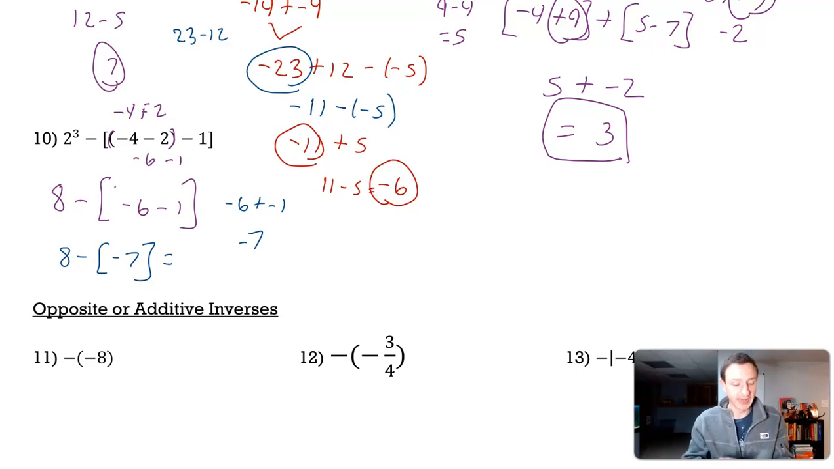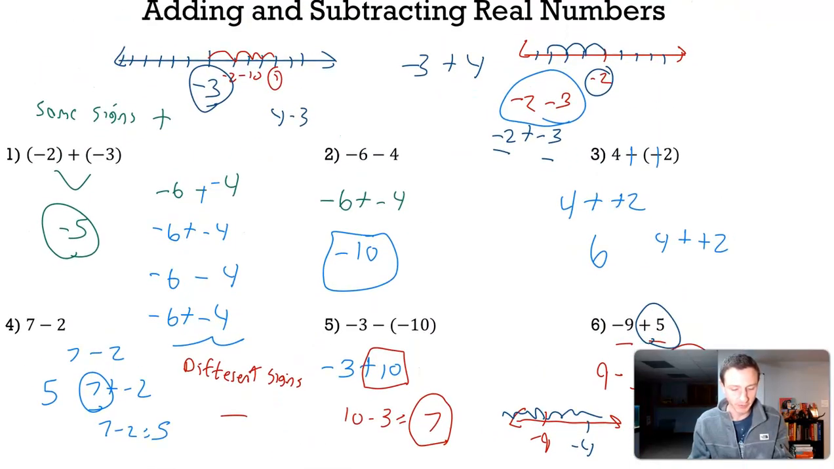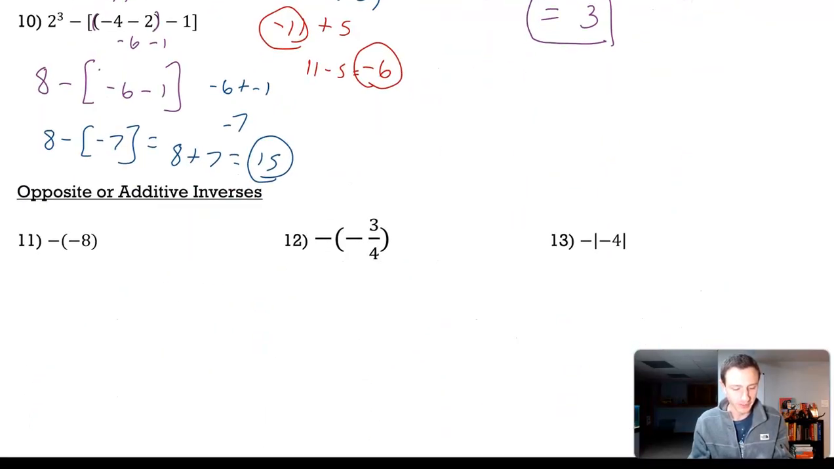And look at this, 8 minus a negative 7. So since you have 8 minus a negative 7, that's going to become 8 plus 7. Minus a negative is adding. 8 plus 7 is 15. So those examples were just adding and subtracting real numbers, which are just integers here in this case.